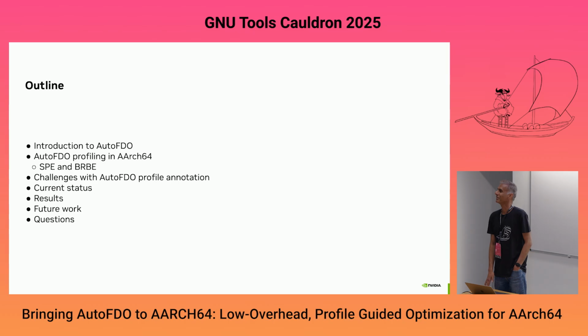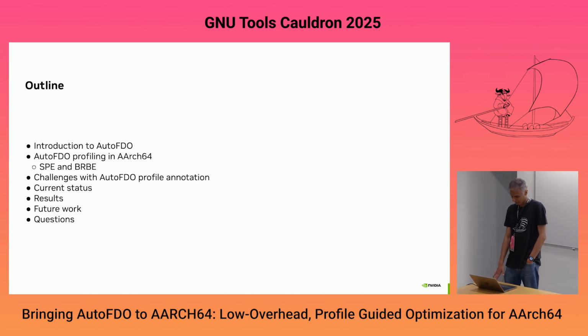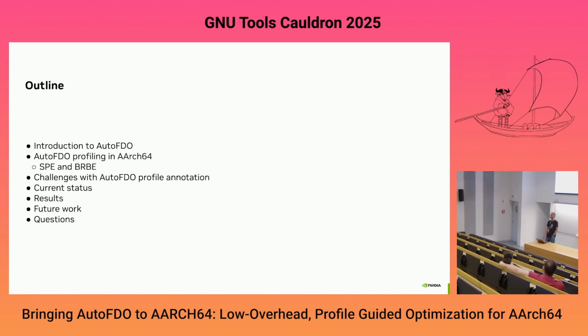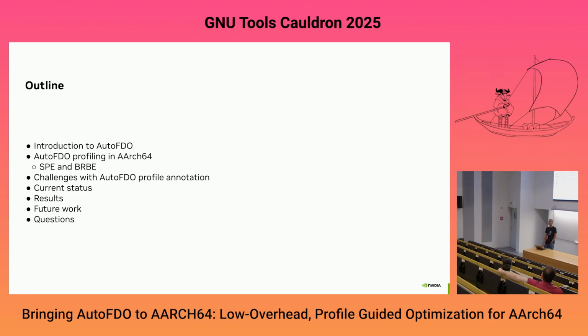What is BRBE, LBR, SPE? Okay, sorry, yeah. BRBE is the branch record buffer extension that ARM has. I believe it is, I don't remember the exact version, 9.1, I think. From 9.1 onwards, it's supported. SPE is the statistical profiling extension.